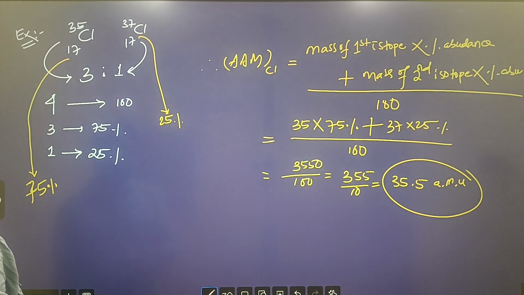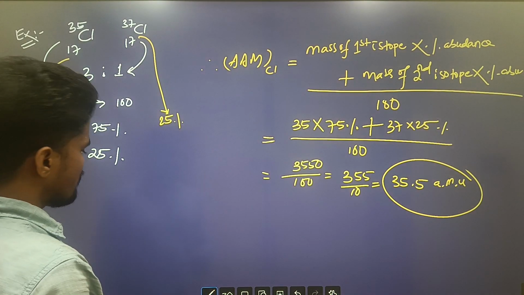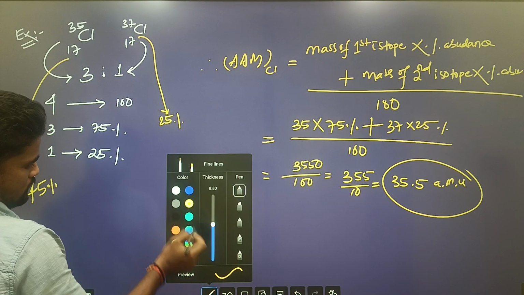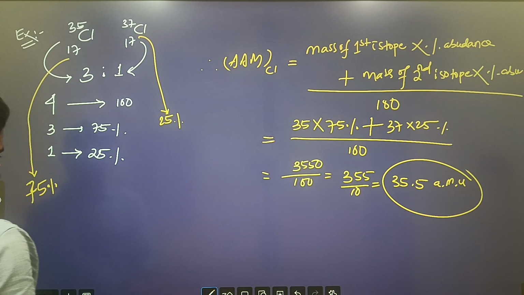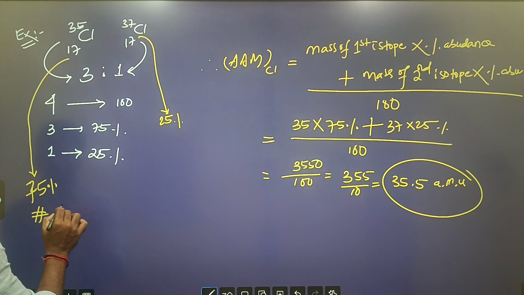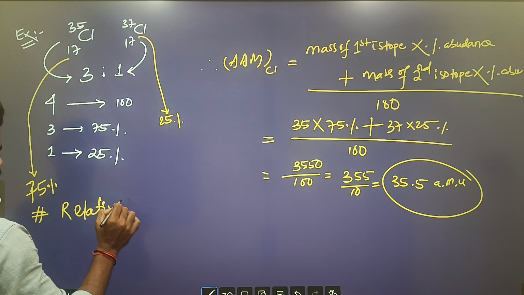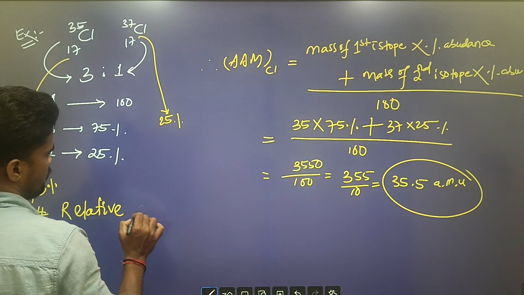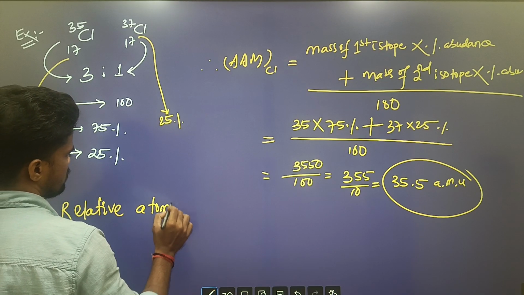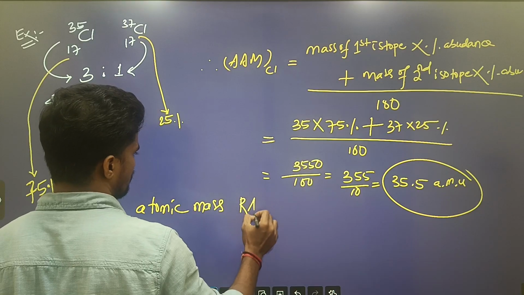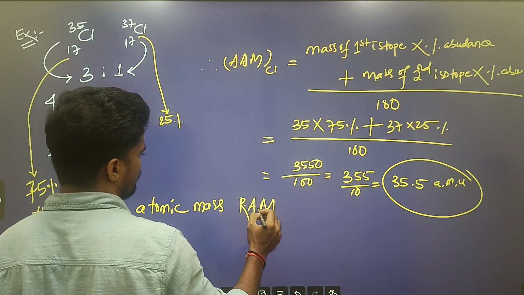Okay. And one more concept we left, that is relative atomic mass. Initially relative atomic mass was called GAM. Okay, relative atomic mass. So what is relative atomic mass? It is simply called RAM.